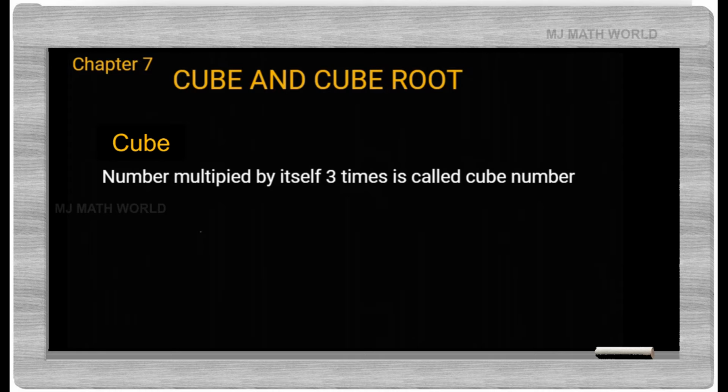Today we will discuss chapter 7, Cube and Cube Root. The first topic is cube. What do you mean by cube? A number multiplied by itself 3 times is called a cube number.